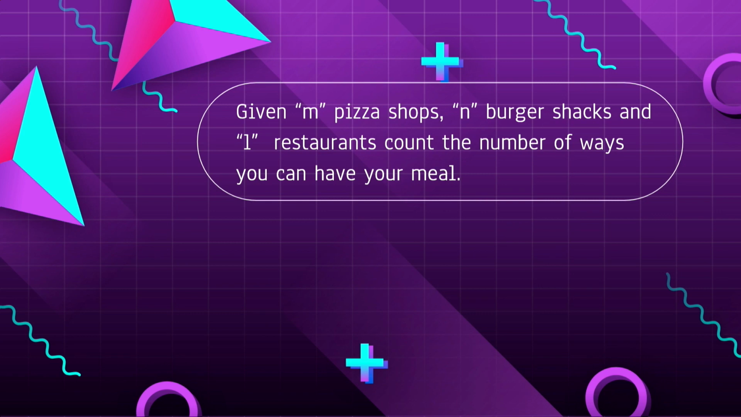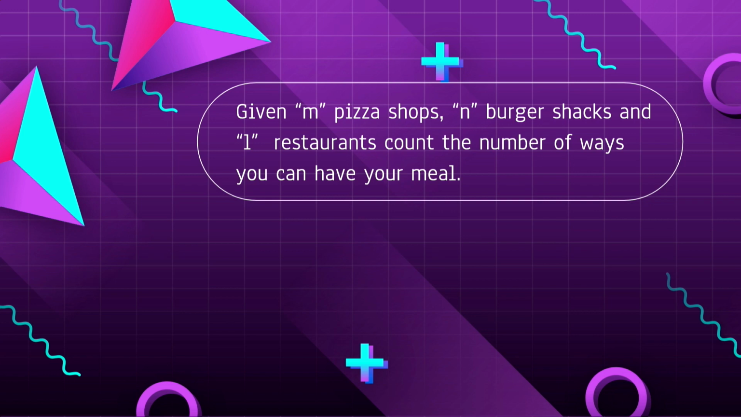So here's a question for you. You want to eat a meal. You have M pizza shops, N burger shops, and L restaurants. In how many ways can you eat your meal? You are free to answer. You just have to eat at one place.